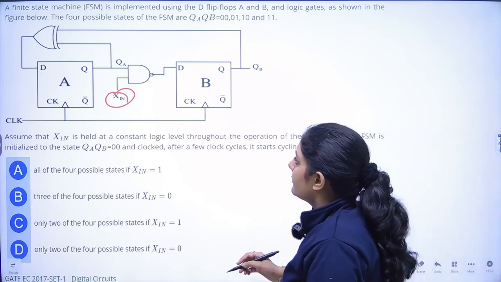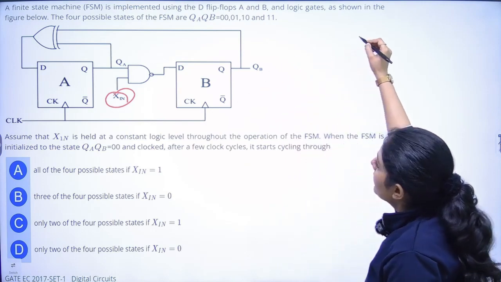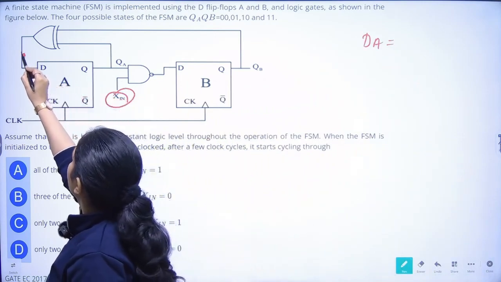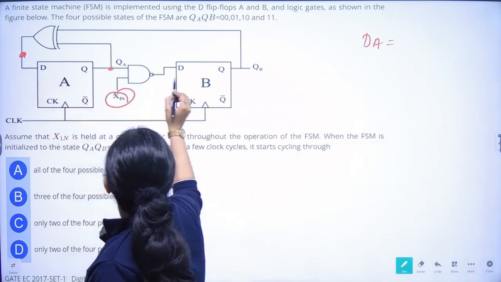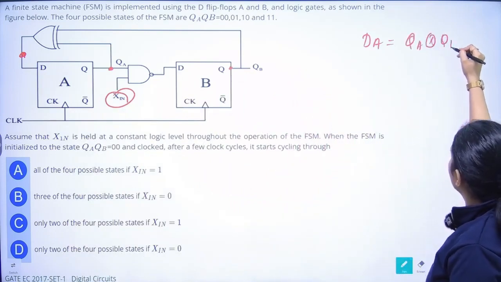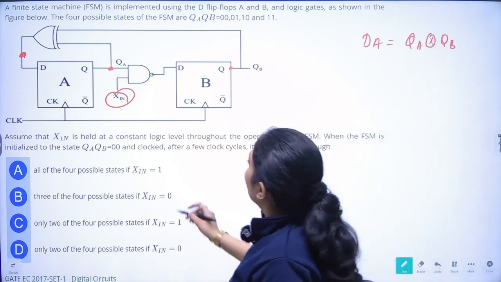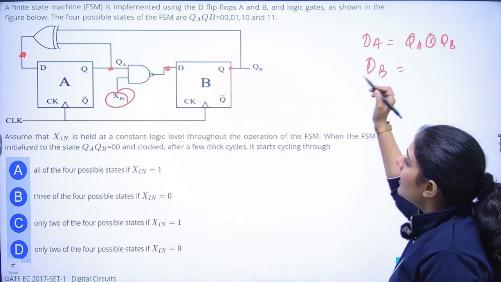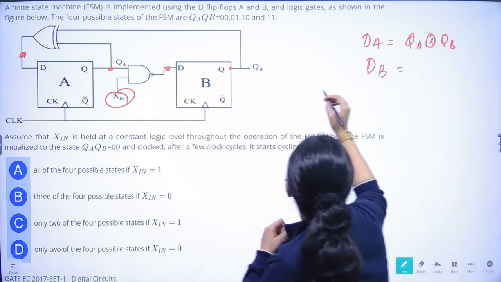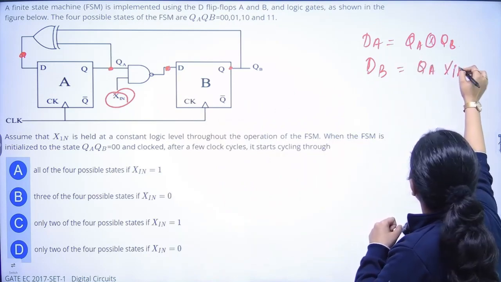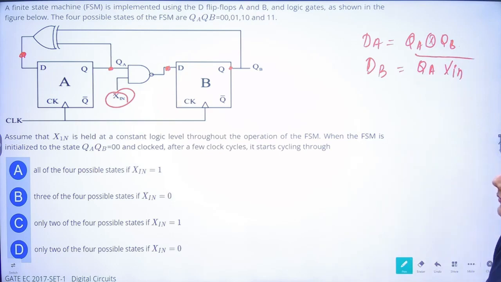Let's just start with, let's see first what is DA. So what is DA? This is a XOR gate. So DA is XORing QA and QB. That's it. QA XOR QB. And what is DB? DB is equal to QA X in bar, because this is a NAND gate. So QA X in bar.